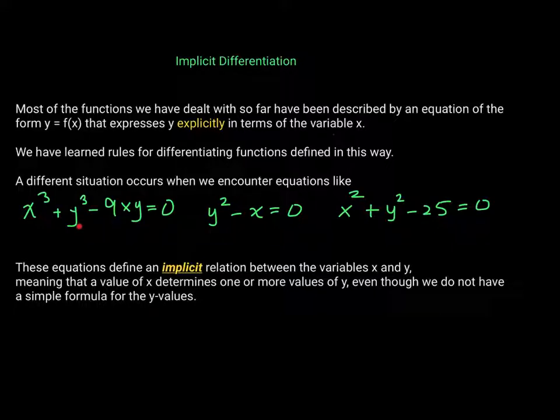But what happens when we have an equation wherein y is implicitly defined? Something like this: x cubed plus y cubed minus 9xy is equal to 0. Here, there's an implicit relationship between x and y. The same is the case here: y squared minus x is equal to 0, or x squared plus y squared minus 25 is equal to 0. These equations are just a few examples that define an implicit relationship between x and y, meaning that the value of x determines one or more values of y. So if you solve for y, you're going to get one or more values for y.